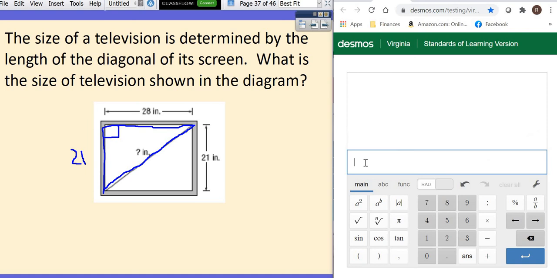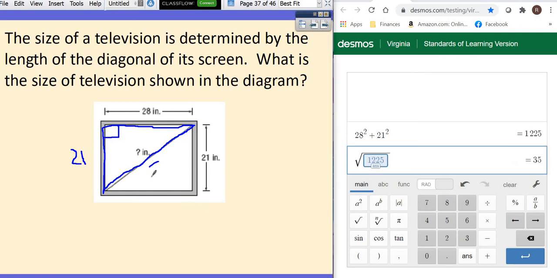So again, when I've got two legs, I take 28 squared, leg squared, and then I add the other leg squared, 21 squared. Go to my next line, take the square root of my answer, and that means my hypotenuse, or in this case, the size of the TV, is 35 inches. That diagonal is 35 inches. Let's see if I've got another one.